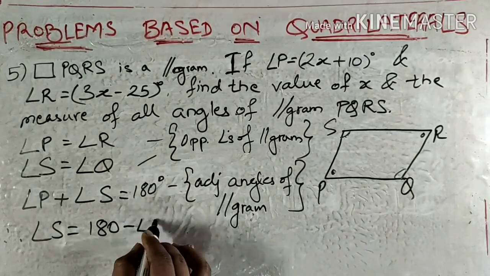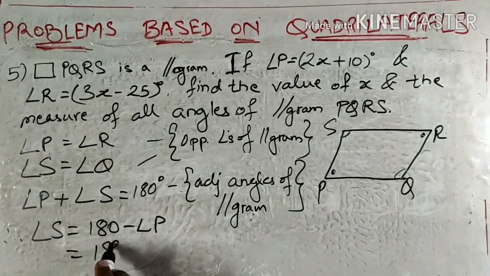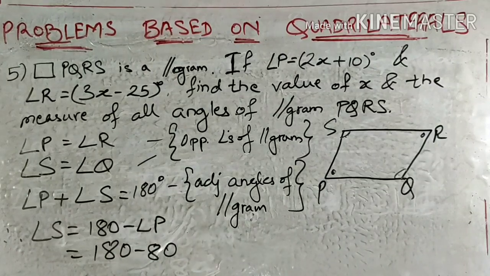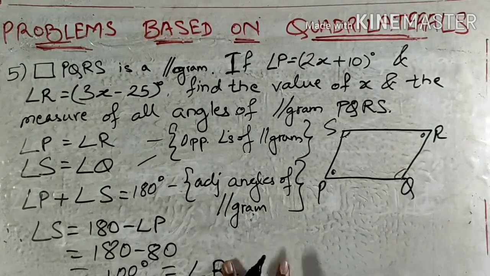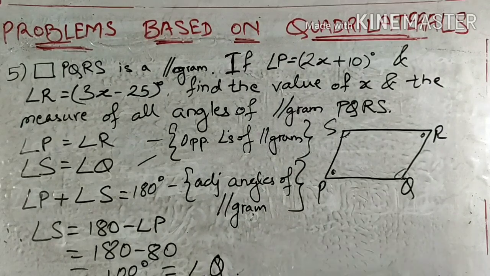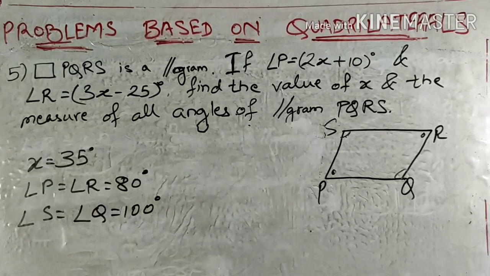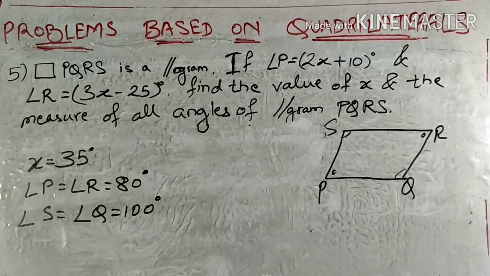180 minus angle P, which is 180 minus 80, therefore 100 degrees, and hence we get the value of angle S and R. S and Q, they both are opposite angles and they are equal. Hence in the end we are supposed to write the final statement of the answer. So this will be the answer. X is equal to 35 degrees, angle P is equal to angle R is equal to 80 degrees, and angle S is equal to angle Q is equal to 100 degrees.